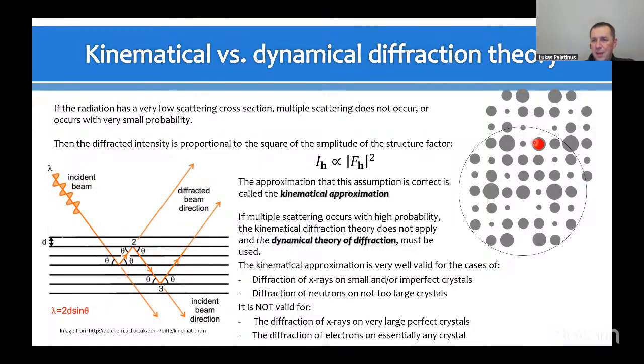And of course, this doesn't happen with only one reflection. It happens with all the reflections in the diffraction pattern. So the result is some kind of a convolution of the diffraction patterns over the whole diffraction pattern. So luckily, the theory is available. In principle, it is not complicated to calculate the diffracted intensities in the dynamical case.